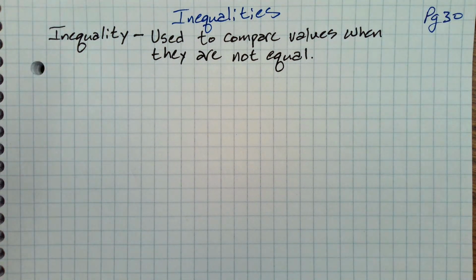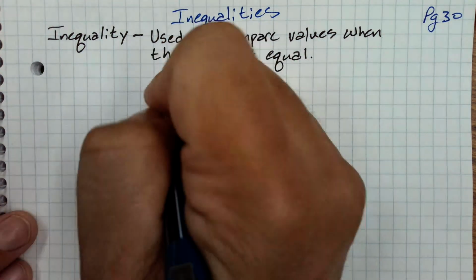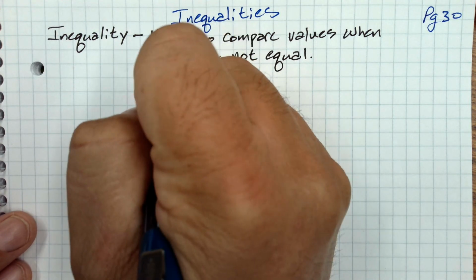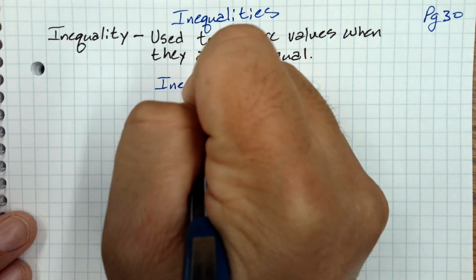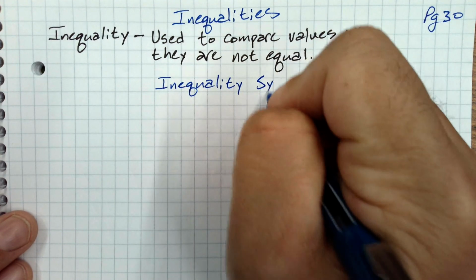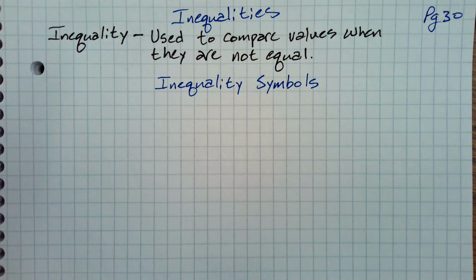Okay. And we're going to do that with symbols, right? Math is all about symbols. So these are the inequality symbols. Hopefully you're comfortable with all of them, or you've seen all of them. I know that you've probably seen at least two of these. So inequality symbols. All right. So the first two I know you're familiar with.